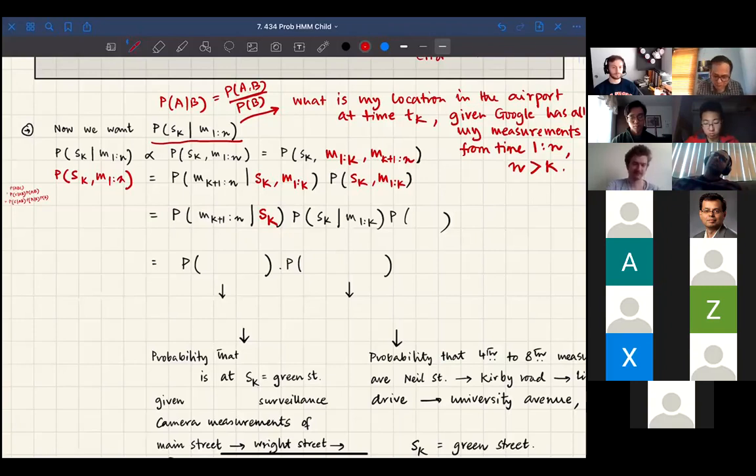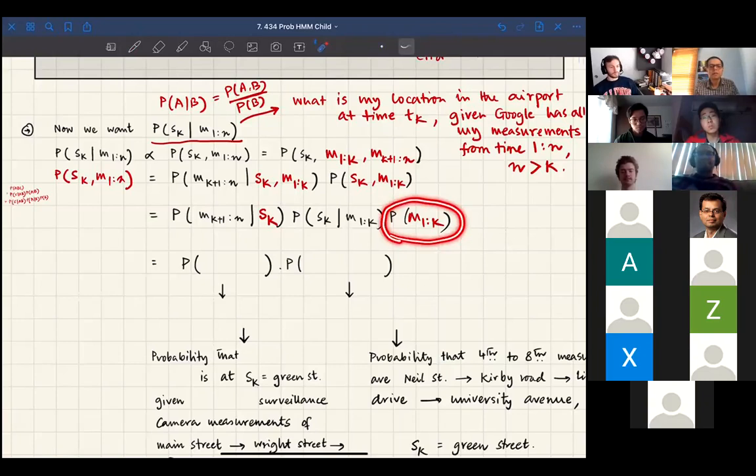Right? So I do not care about SK and MK together. I can basically eliminate this and I can write this, that these measurements are only dependent on SK. Okay, very good. And now this one, SKMK, this is probability of AB. I'm going to write that as probability of A given B times probability of B. Right? Very good. Hey, do I care about this one?